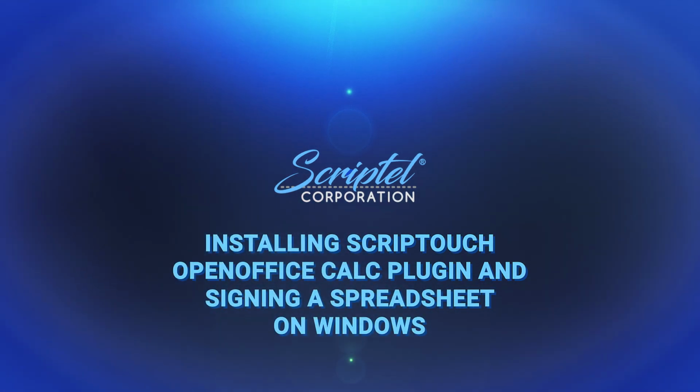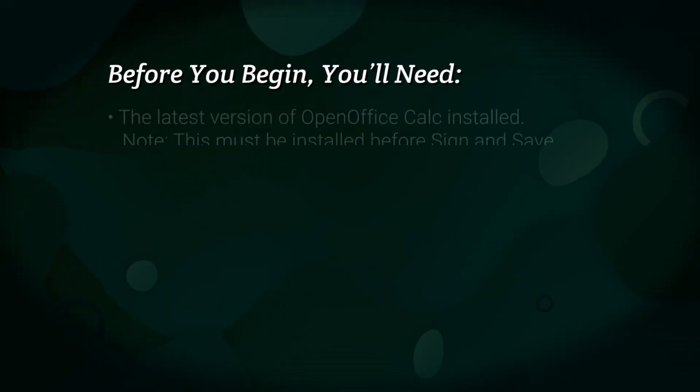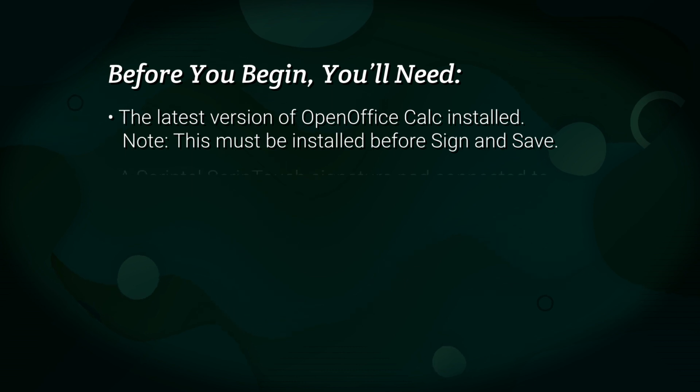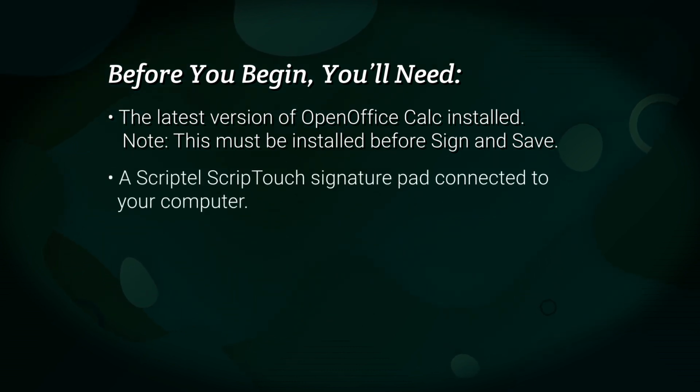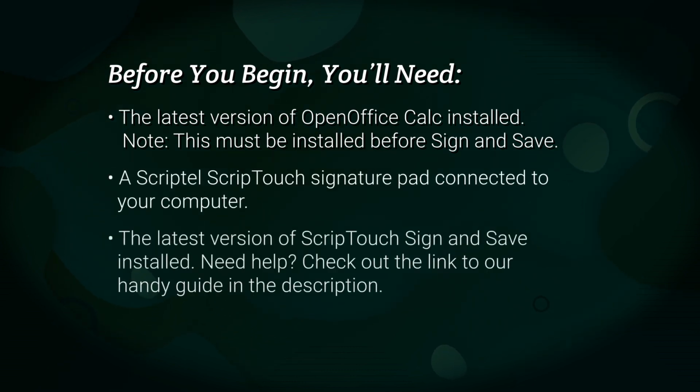Installing ScripTouch OpenOffice Calc plugin and signing a spreadsheet on Windows. Before you begin, you will need the latest version of OpenOffice Calc installed. Note, this must be installed before Sign and Save.